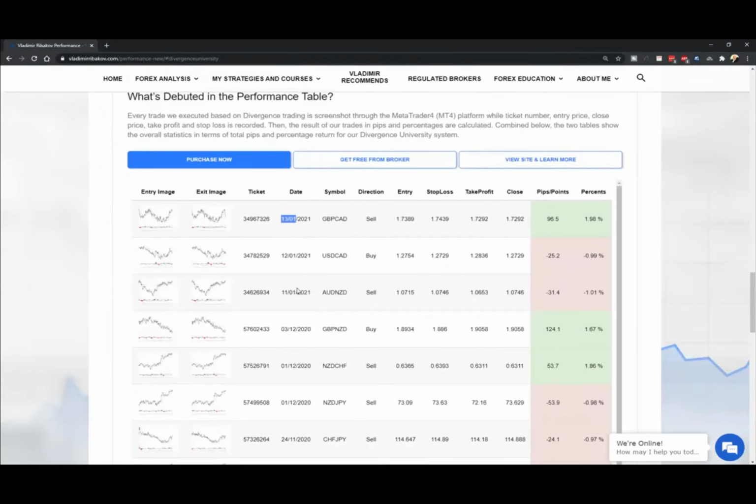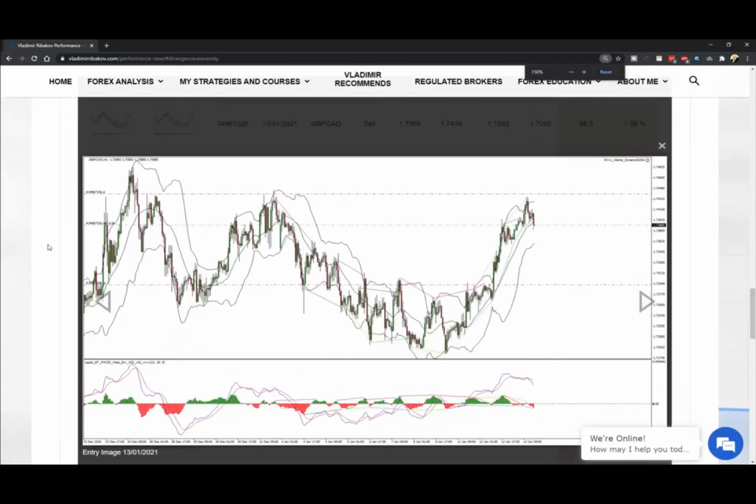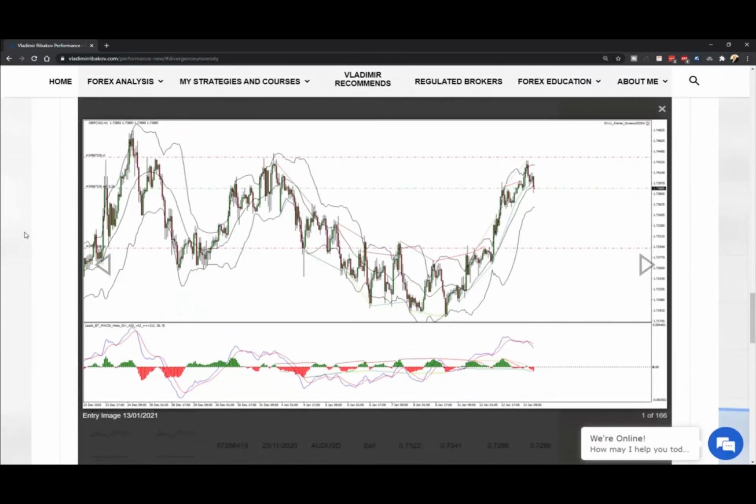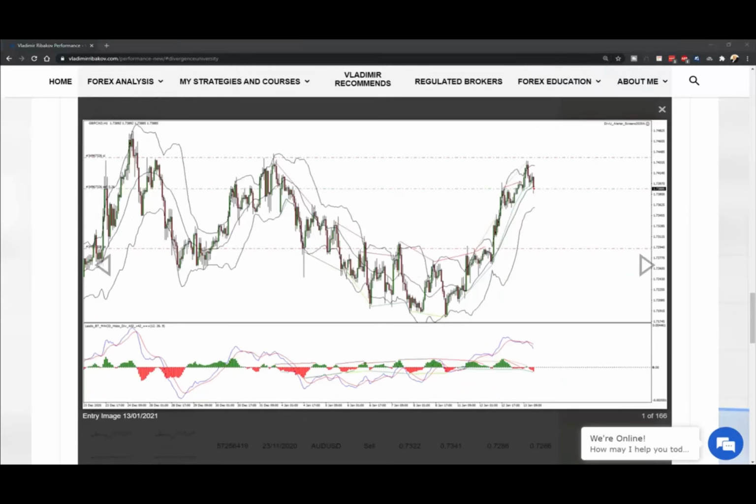Starting from the top, we only have a few trades up to here, January 11th, right? Just a few trades, but let's go ahead and cover them. Pound cut being the first one. Let's zoom in a bit.